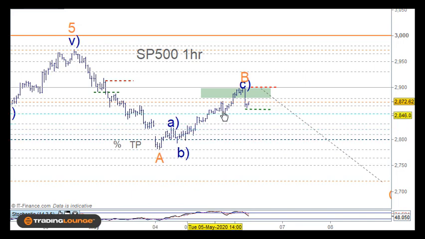It's not a very nice ABC correction. I mean, it counts nice as an ABC, but this kind of count can also count as an impulse wave as well. So it's got me a little bit concerned, but it does appear that we've got 5 waves down from the top, so we can go short below this one here.